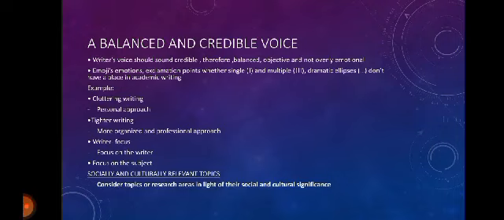A balanced and credible voice. The writer's voice should sound credible. Therefore, it should be balanced, objective, and not overly emotional. Emojis, emotion, exclamation points whether single or multiple, and dramatic ellipses don't have a place in academic writing. Example: cluttered writing with a personal approach versus tighter writing with a more organized and professional approach. Writer focus versus focus on the subject: socially and culturally relevant topics. Consider topics or research areas in light of their social and cultural significance.